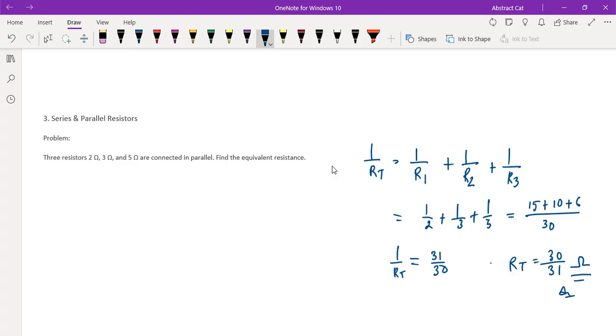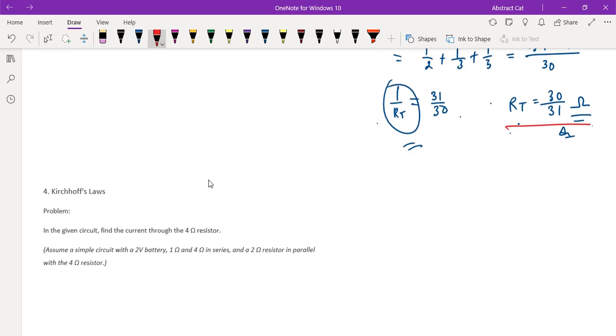Very important: the maximum number of students forget to take the reciprocal of this. That's why it's very important. The formula gives 1 by RT, which does not equal RT. Maximum number of students forget this reciprocal concept. Remember that, don't forget that. That's the final answer.